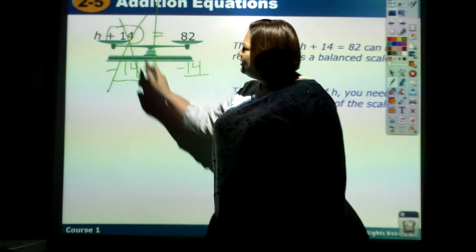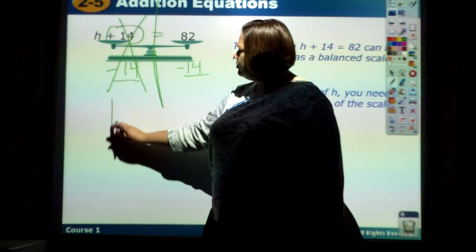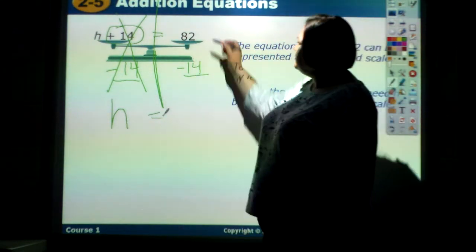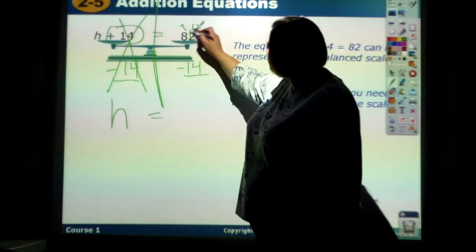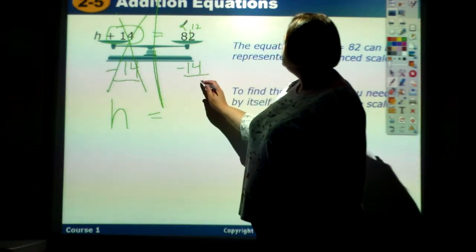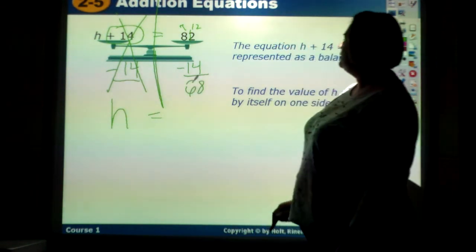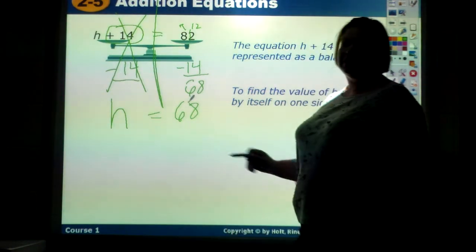This cancels out because 14 minus 14 is 0. We're left with just the variable h. And now we subtract 82 minus 14, which is 68. So h equals 68. That would be my solution to this particular problem.